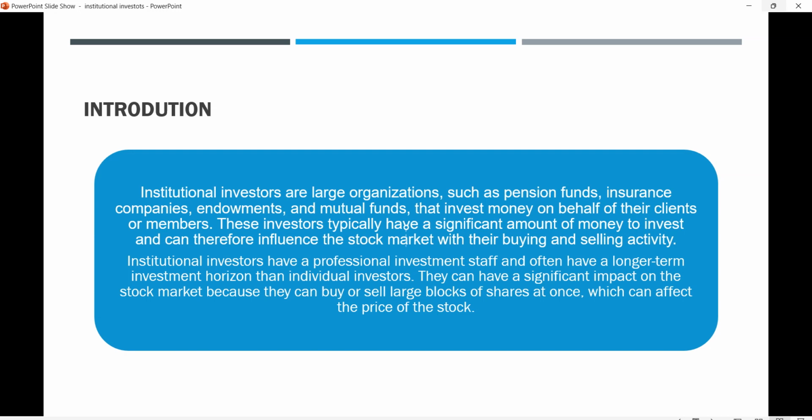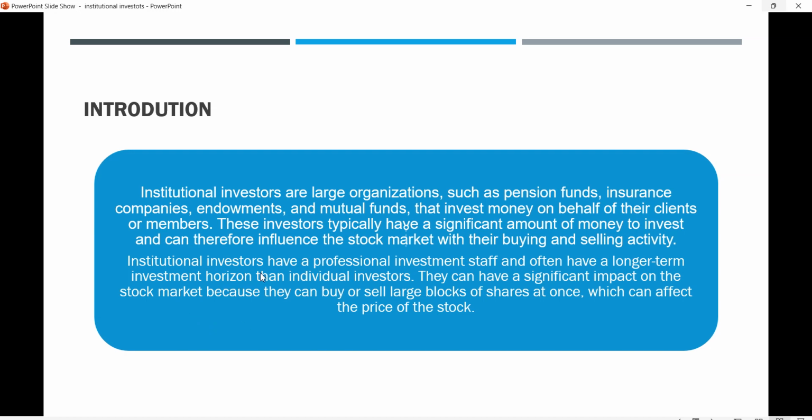These investors typically have a significant amount of money to invest and therefore influence the stock market, because when they are investing such big lots of money, the movement of the stock will turn around. Okay, I will explain this with the examples also. Keep watching this video even though you have some doubts.